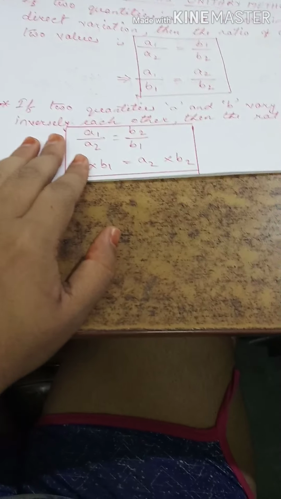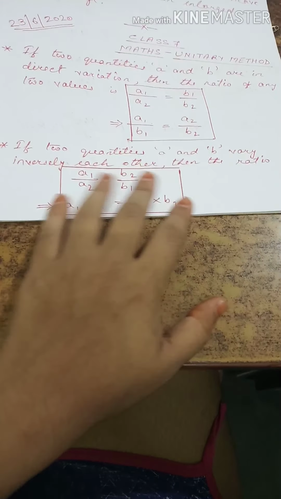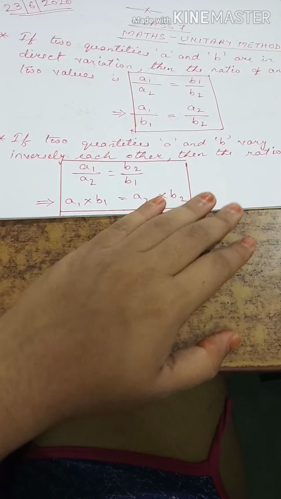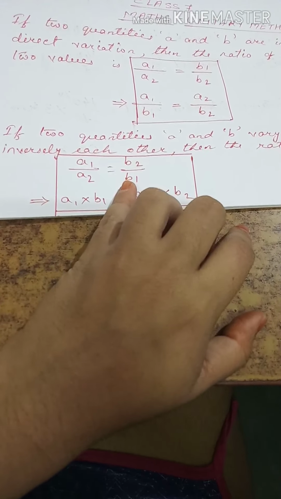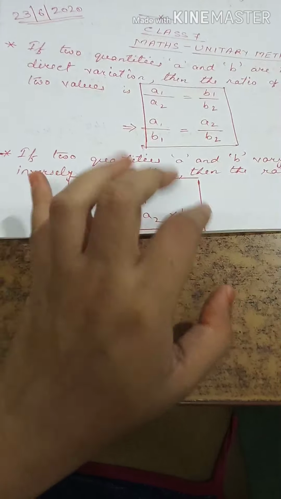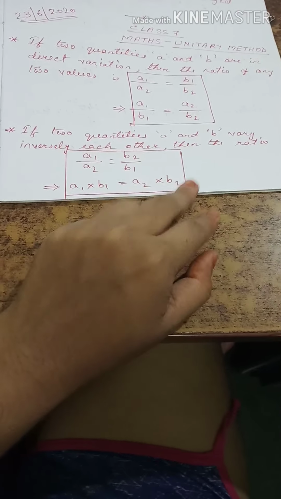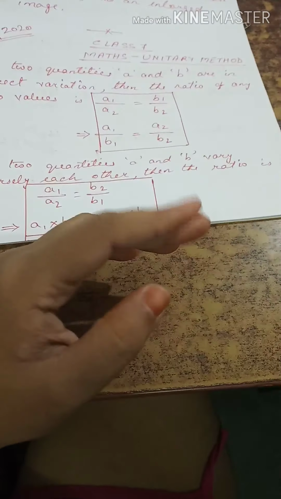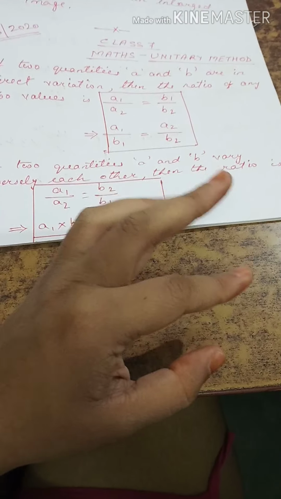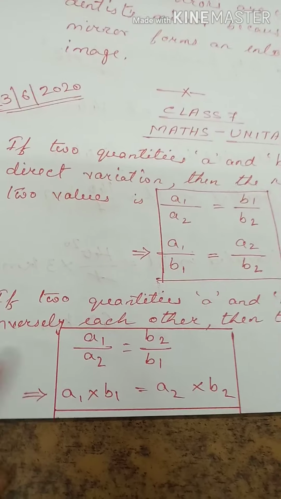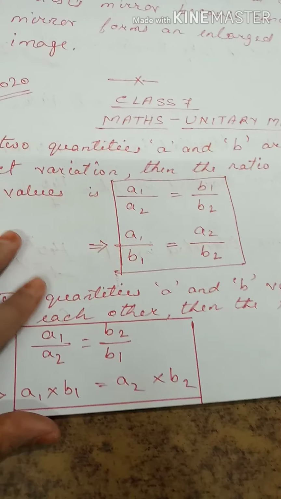Next, if two quantities A and B vary inversely with each other, then the ratio is A1 by A2 equals B2 by B1. Inverse variation means, if A and B are two quantities, if A becomes more, B will become less, or if A becomes less, B becomes more. So it becomes opposite. So it is inverse variation. In that case, it becomes A1 by A2 equals B2 by B1. You can also write it as A1 into B1 equals A2 into B2.